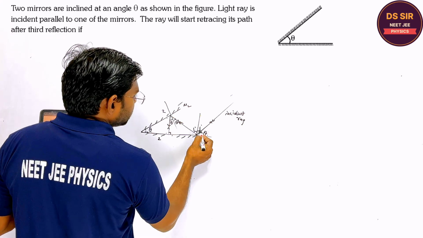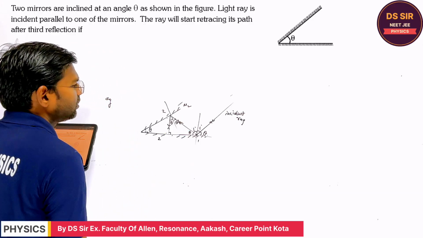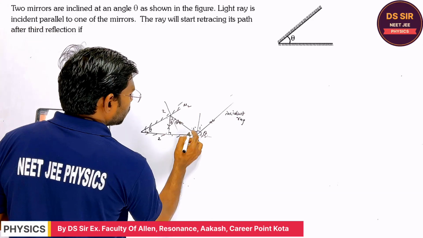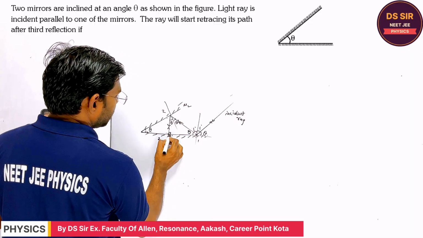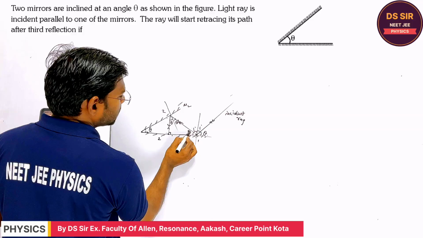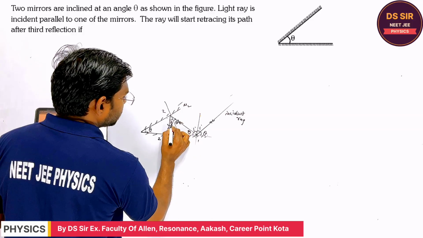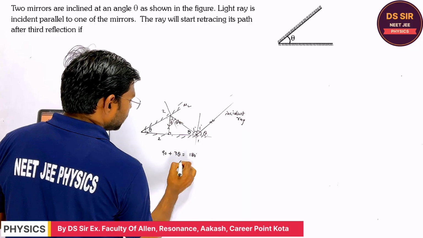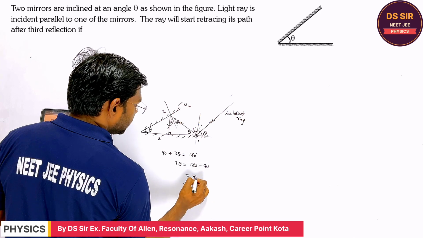If this is theta, this is 90 minus theta, and this angle must be theta. Are you getting or not? Right. So in this triangle, this is 90, theta plus theta plus theta. So 90 plus 2 theta plus theta, that is 3 theta, is equal to 180 degrees. So 3 theta is equal to what? 180 minus 90 is equal to 90 degrees.